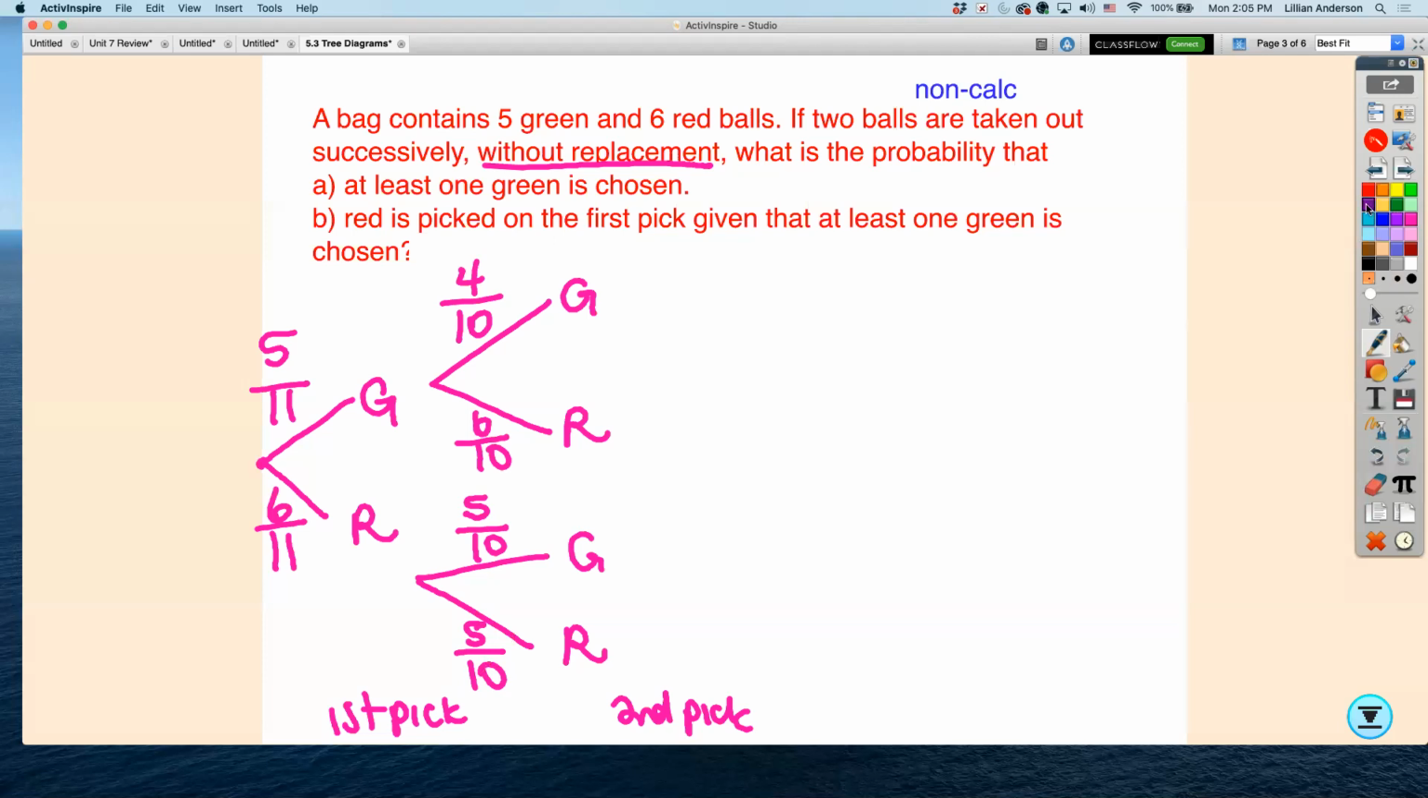Actually, yes, let's reduce this. 4/10 reduces down to what? 2/5. 2/5, 6/10.